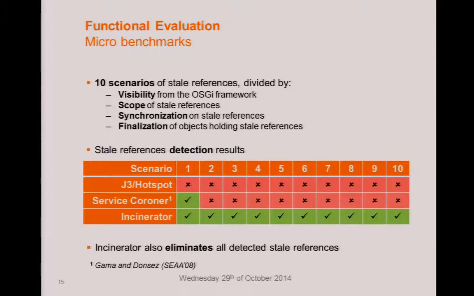We also compared that to the previous state-of-the-art tool that detected stale references, which is Service Coroner. Service Coroner uses aspect-oriented programming to monitor the OSGi API to see what are the objects transferred through it, and to monitor when these objects become stale, so when they should be removed. So obviously, Service Coroner can only detect one scenario, which is the scenario of objects that are visible from the OSGi layer. All other objects that are not visible from OSGi are not detected. Objects that are in local methods or in static fields and object fields, etc., are not detected.